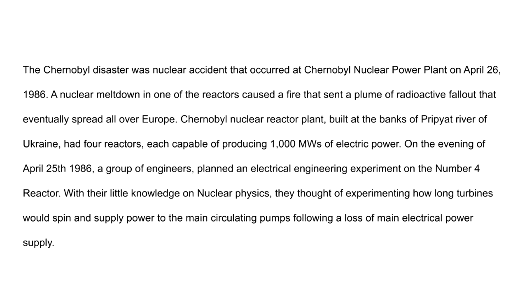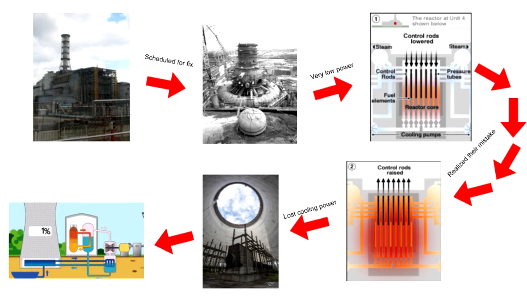On the evening of April 26, 1986, a group of engineers planned an electrical experiment on the number 4 reactor. With their little knowledge of nuclear physics, they thought of experimenting to see how long a turbine would spin and supply power to the main circulating pumps following a loss of main electrical power. Due to the misconception that this experiment belonged to the non-nuclear part of the power plant, it was carried out without proper exchange of information between the testing department and the safety department. Hence, the test started with inadequate safety precautions, and the operating personnel were not alerted to the nuclear safety implications of the electrical test and its potential danger.